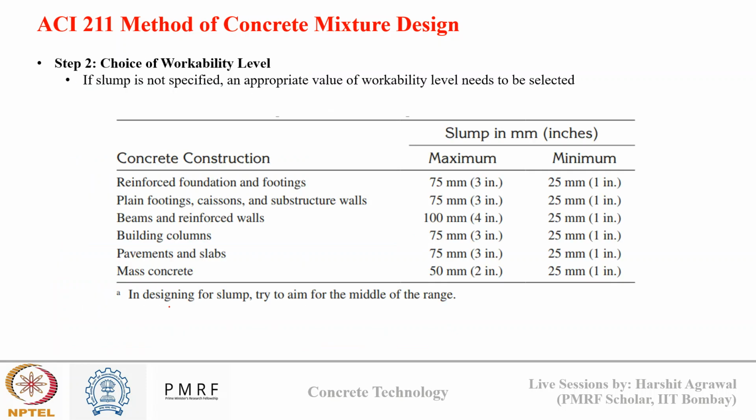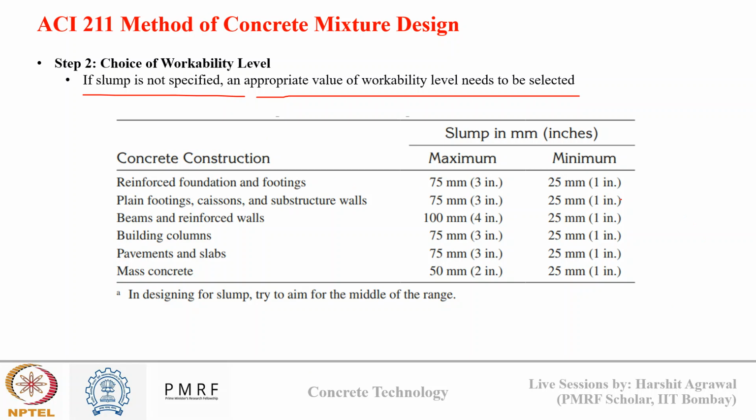So step 1 is already known to us. Based on the required characteristic strength and known standard deviation, we can calculate the target mean strength. Now for step 2, that is choice of workability level. If slump is not specified, then an appropriate value of workability level needs to be selected. For this, we have a table in ACI code where we have a range of slump required for different concrete applications, as you can see here.